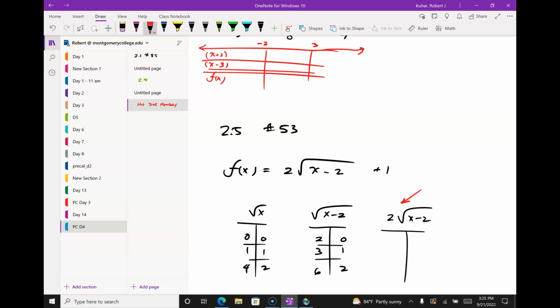What did I change here now? From the daughter to the granddaughter, what did I change? Did I change something on the inside? No. So the x's are going to stay the same, right? But I'm doing what to the y's? Multiplying them by 2. So I get 0, 2, and 4. Notice that I'm changing the x's here. I'm changing the y's here.